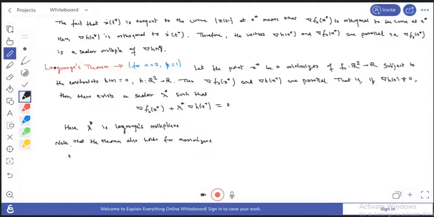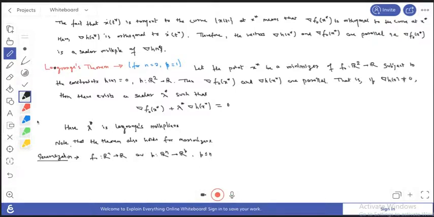Okay, so we now generalize the Lagrange theorem for the case where the function is from Rn, not R2, and our h has not only one equality constraint. Suppose there are p number of equality constraints. Here p is less than or equal to n.